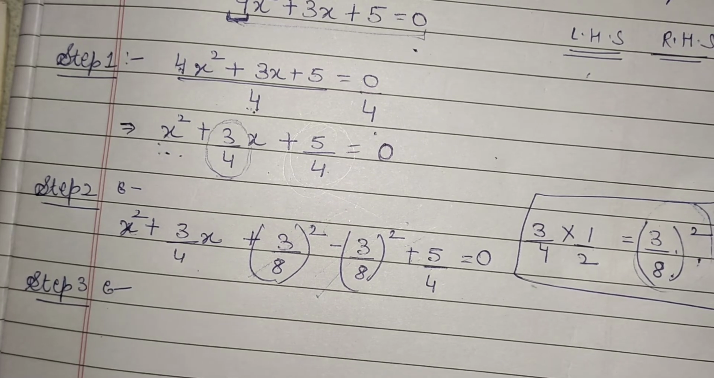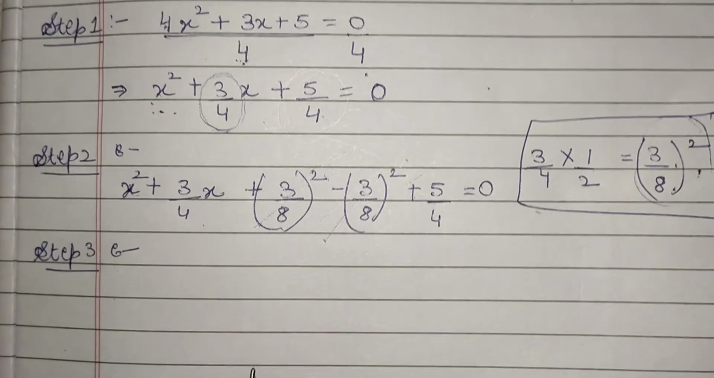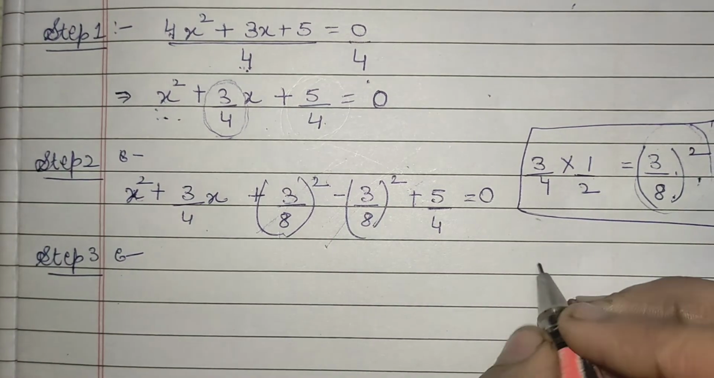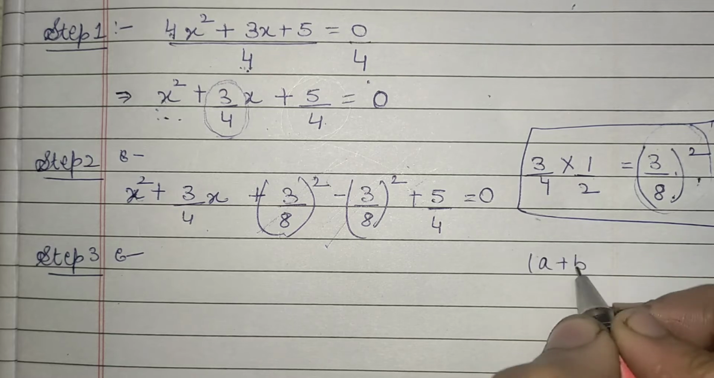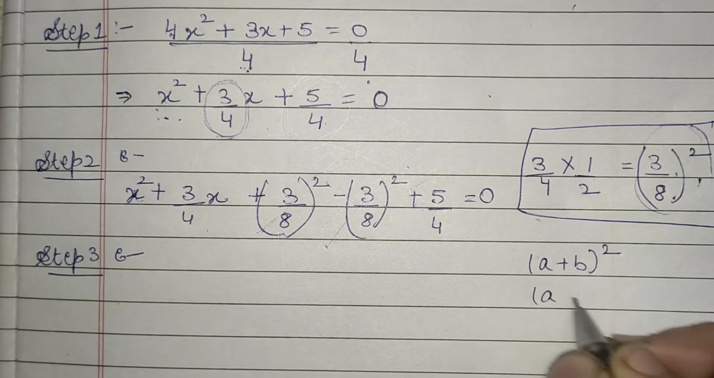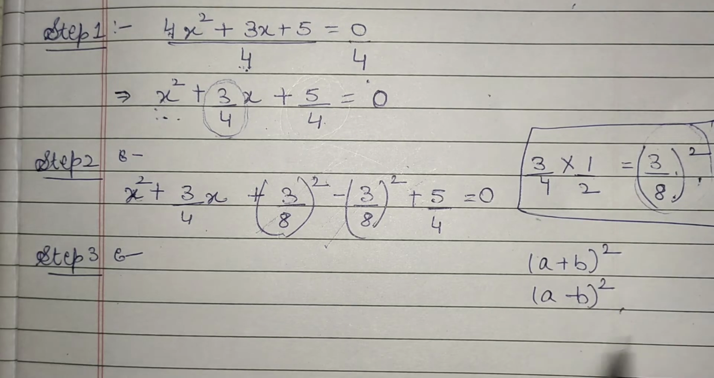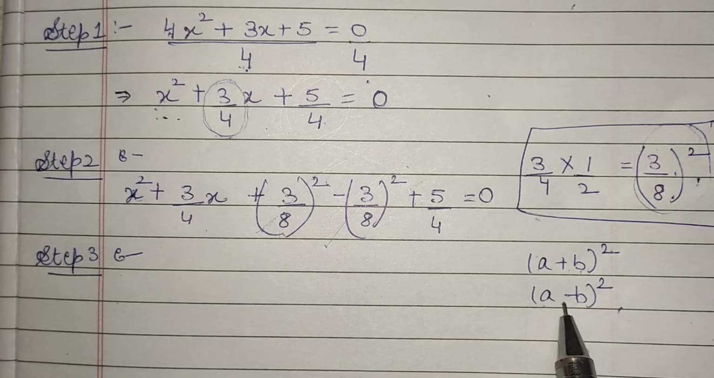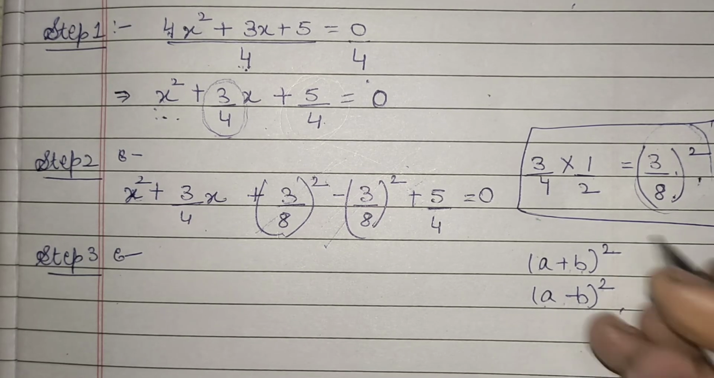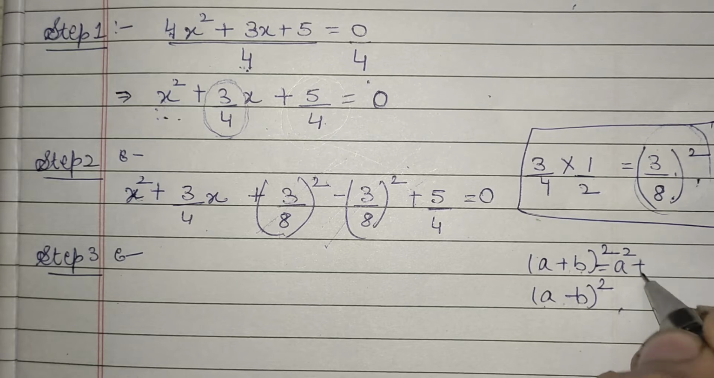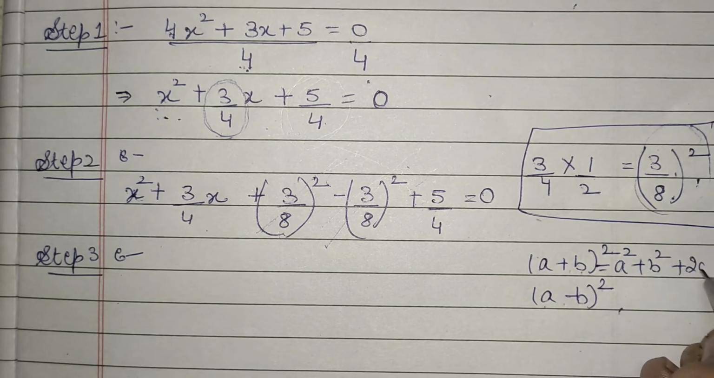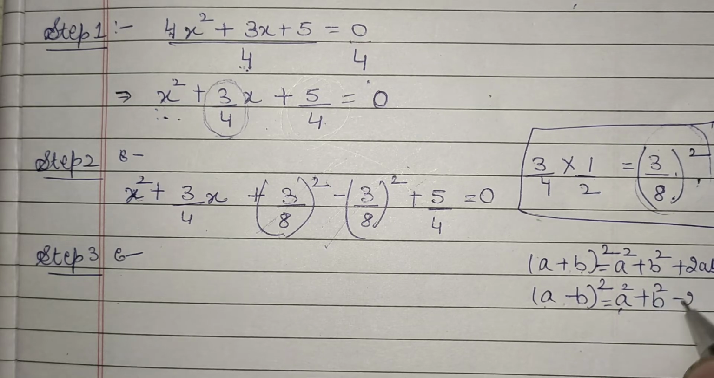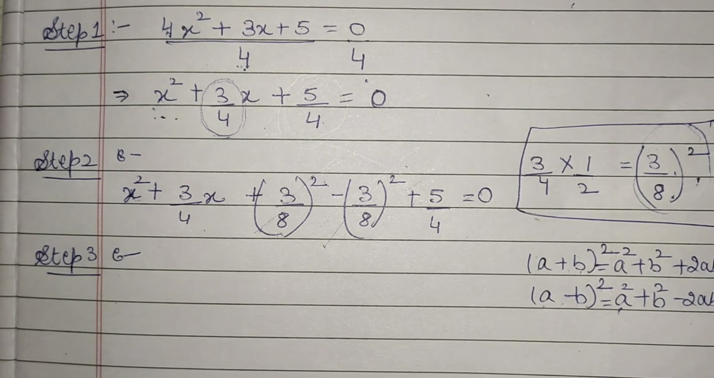Step number 3 says what? Step number 3 says that we have to convert this equation into the form of complete squares. And what are those complete square formulas? I have told you earlier also, that are (a plus b) whole square and (a minus b) whole square. Okay, a square plus b square plus 2ab, and this gives me a square plus b square minus 2ab.